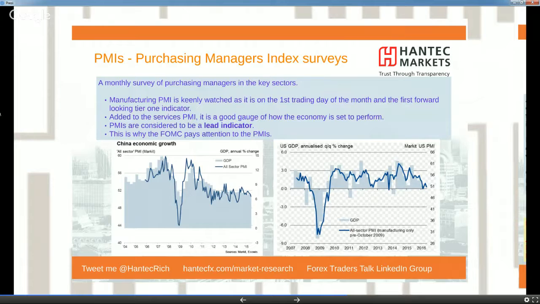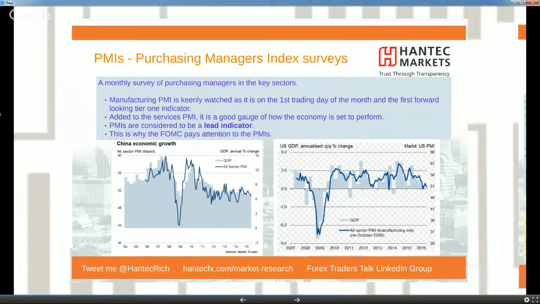So the PMIs are basically taken to be a forward-looking leading indicator, and that's why the FOMC and other central banks will look at them when they consider monetary policy. So, for example, the US manufacturing PMI today is going to dip to 50.4. As I said, that's not necessarily a great indication of the manufacturing sector in the States.